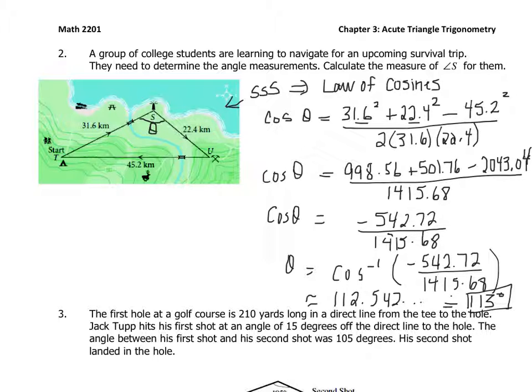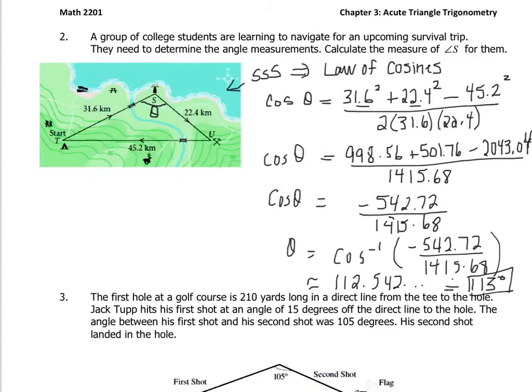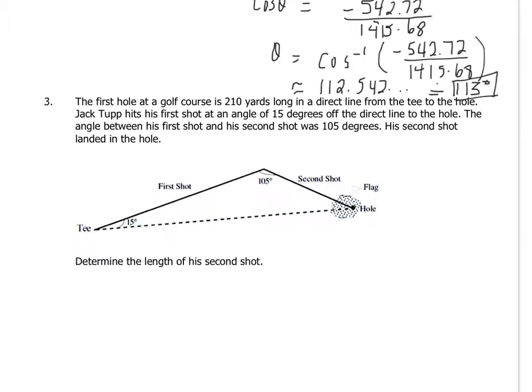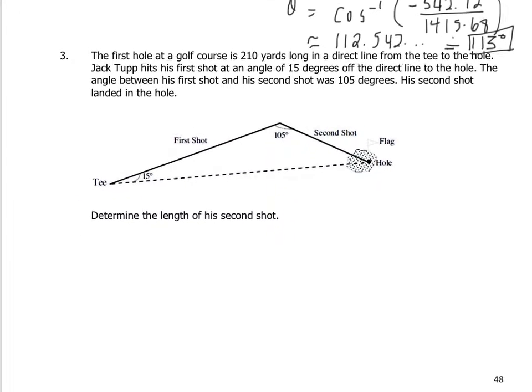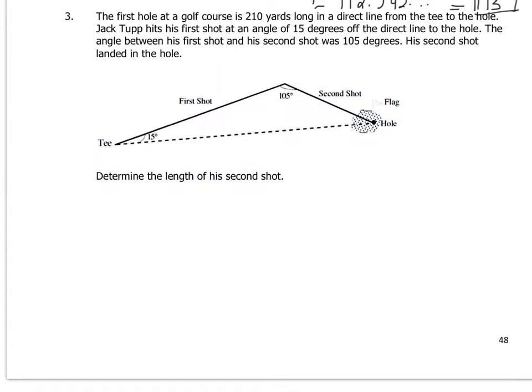Okay, the next question says the first hole at a golf course is 210 yards in a direct line from the tee to the hole. So here's the tee, here's the hole, so this is 210 yards. That's the straight line distance. Jack Top hits his first shot at an angle of 15 degrees off the direct line to the hole, and the angle between his first shot and his second shot was 105 degrees, and those are marked in the diagram for you. His second shot landed in the hole, so it's asking you to determine the length of his second shot, which would be this distance right here, from here to here.